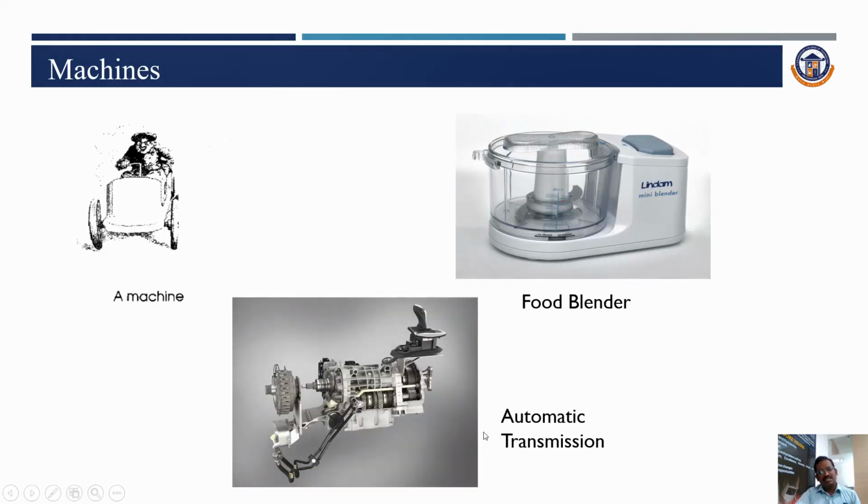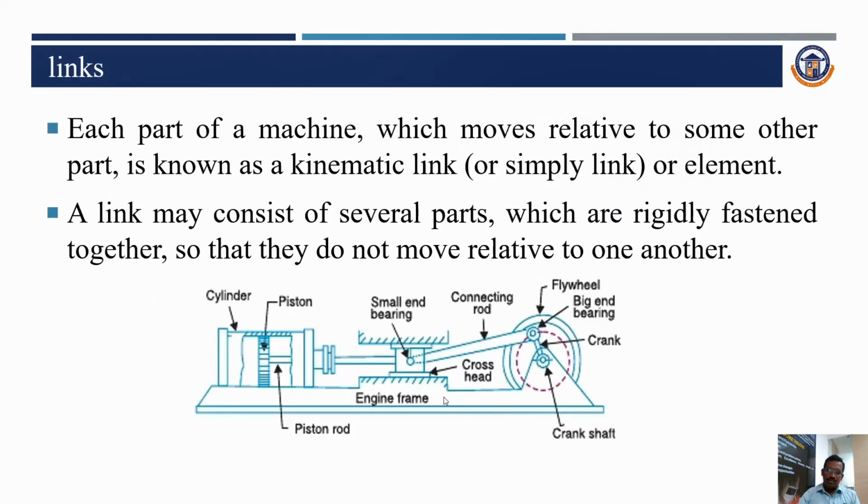Next, machines. A machine converts one energy to another energy. For example, a petrol engine converts motion into transmission motion, and by using rotary it will convert rotary motions. It is a machine, it is a blender, same like that. It is an automatic transmission system. By using reciprocating motion, it will convert into rotary motion.